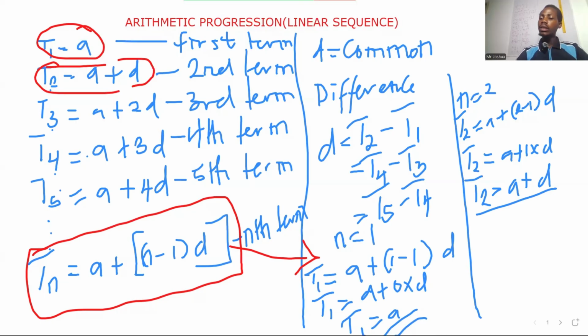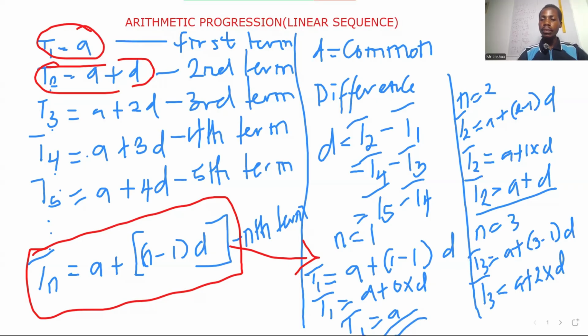If you continue by applying this same rule, when n equals 3, it's going to be T3 equals A plus 3 minus 1, close bracket D. We're going to have T3 equals A plus 3 minus 1, which gives us 2 times D. And at the end, we're going to have T3 equals A plus 2D. And this is going to continue like that on and on till we get to the nth term of an arithmetic progression.